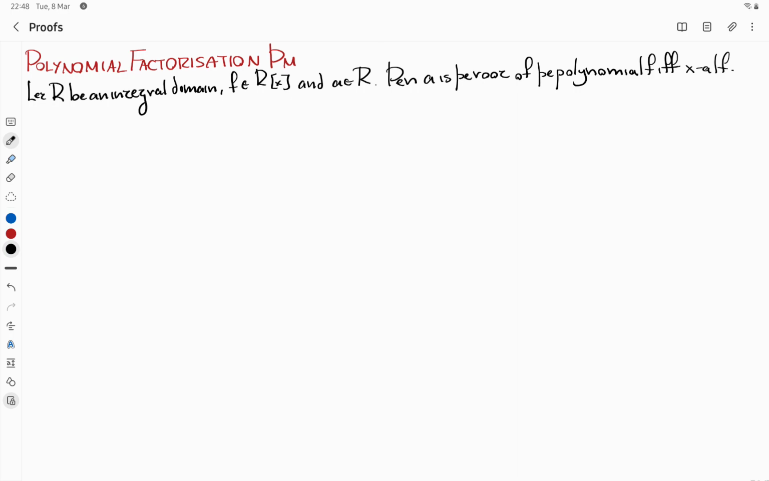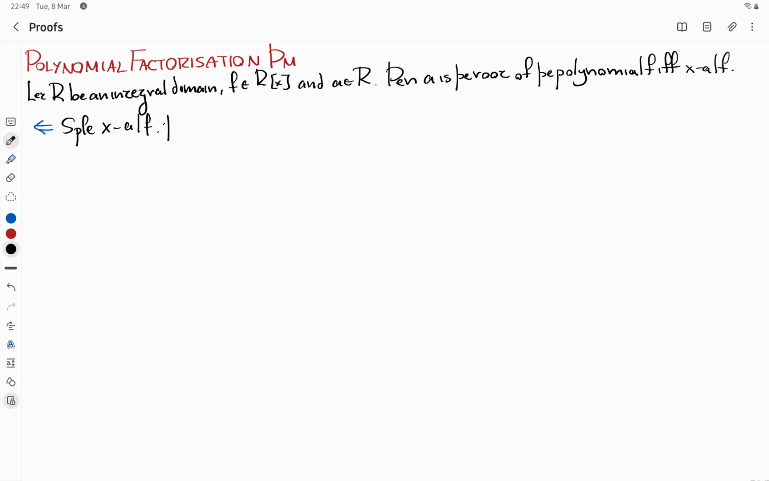Formally, we consider some integral domain R and some polynomial f over that integral domain, and we have some root a, right? So we want to prove an equivalence, and as such we need to show both implications. So let's begin with this implication. Suppose that x minus a does divide f.